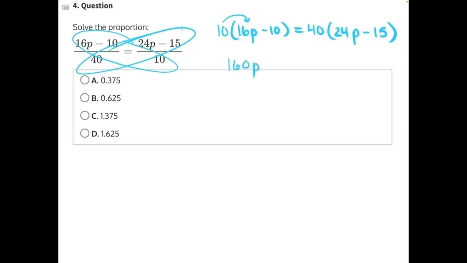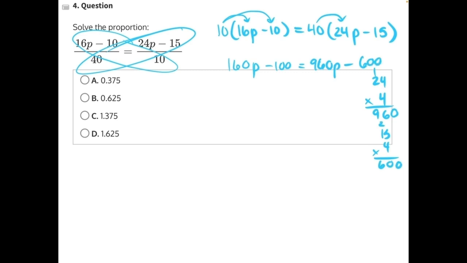We're just adding on that extra 0. 10 times negative 10 will give us a negative 100. Then over here we'll have 40 times 24, and what I'd recommend for this is actually do 4 times 24. 4 times 4 is 16, 4 times 2 is 8, plus 1 is 9, and then add on the extra 0 from 40. So we'd have 960p minus, and we can do 15 times 4, 60, and add on that extra 0, minus 600.